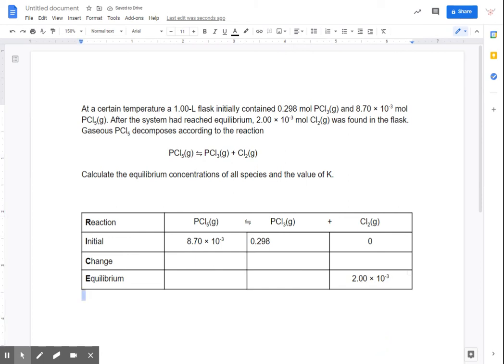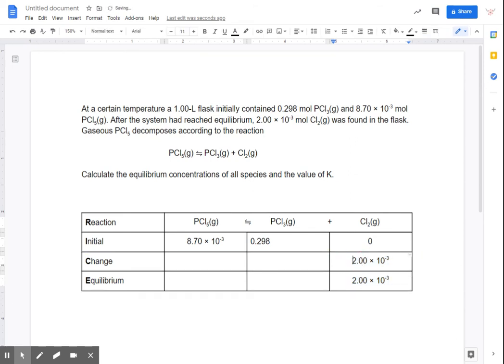So what do I do from here? Well, I need to figure out what happened. What's the change? Well, I know that the chlorine went from 0 to, at equilibrium, 2 times 10 to the negative third. So to get from the initial to the equilibrium, I added 2 times 10 to the negative third. So basically the change is how did I get from the initial to the equilibrium? In this case, I added.